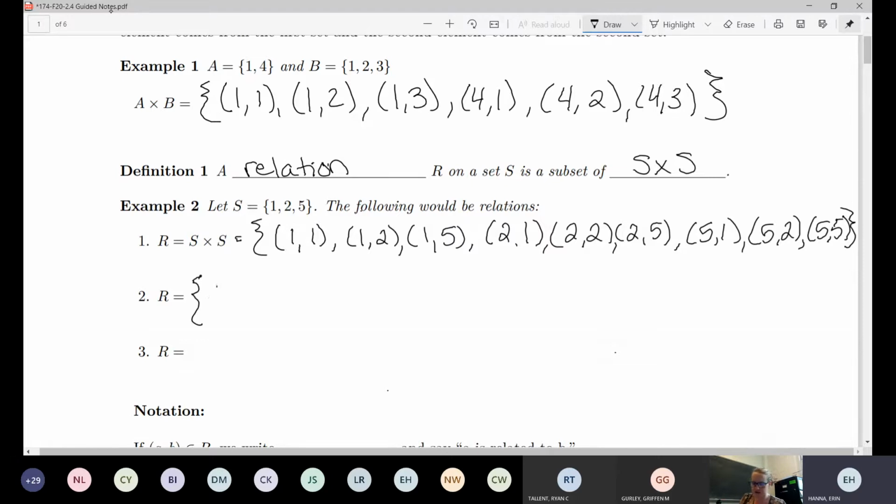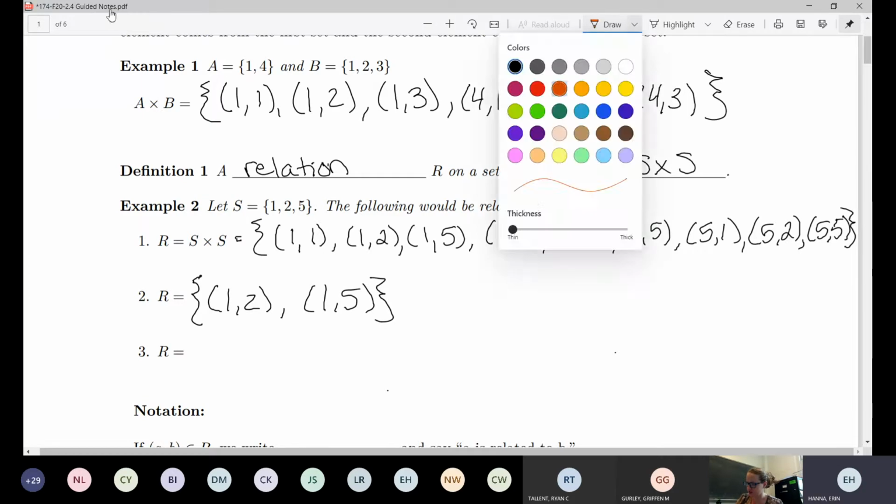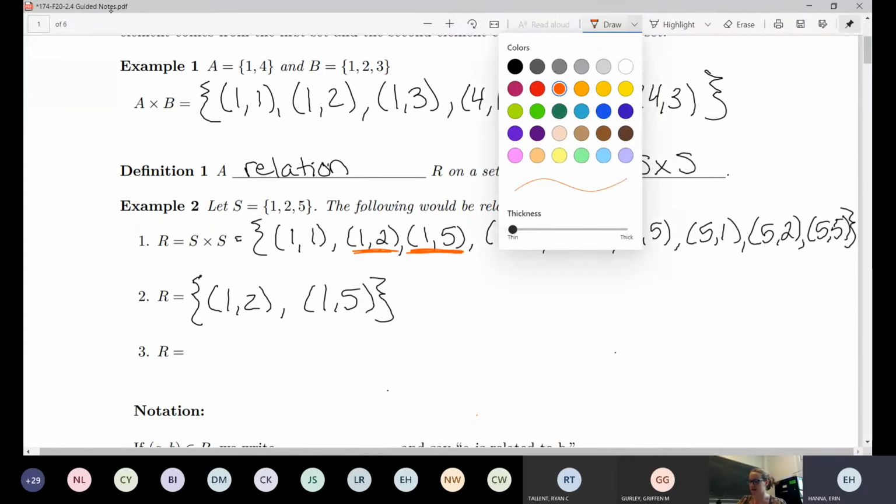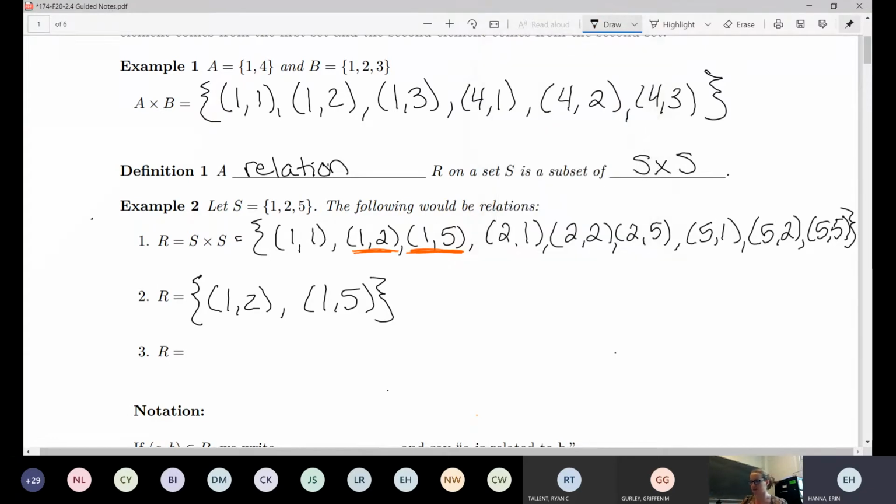So say I just took (1, 2) and (1, 5). Those are two elements from this Cartesian product. If I want to take a subset, I can essentially just pick out as many elements as I want. So maybe I just pick out these two. This would also be considered a relation because it is a subset of that Cartesian product.